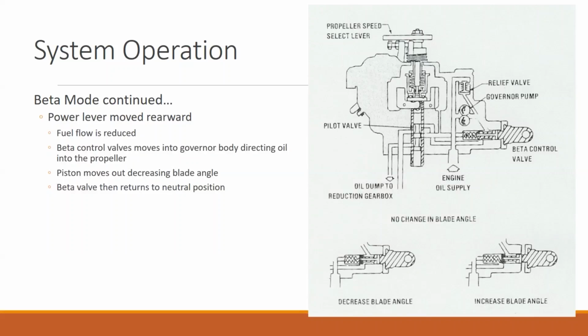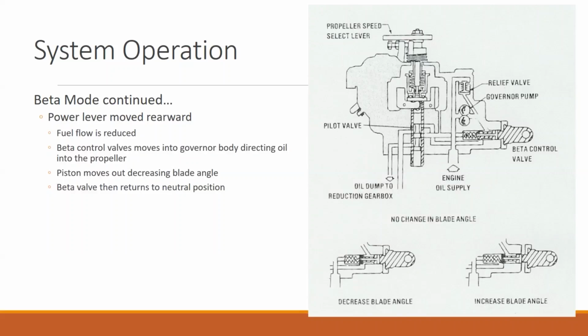I'm going to start by backtracking just a little bit when we're looking at system operation and beta mode versus alpha mode. So what is beta mode versus alpha mode? That's kind of an important key point with turboprop propellers. Ground versus flight is kind of a rough estimate of it. Which one's which?